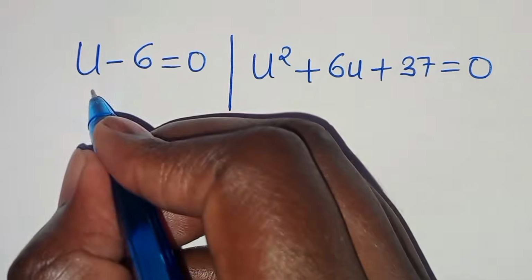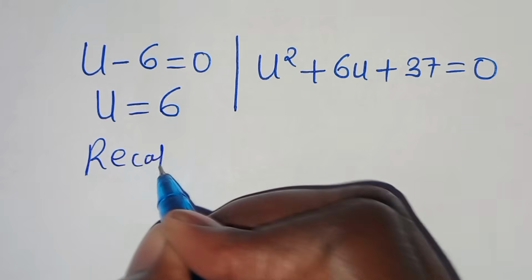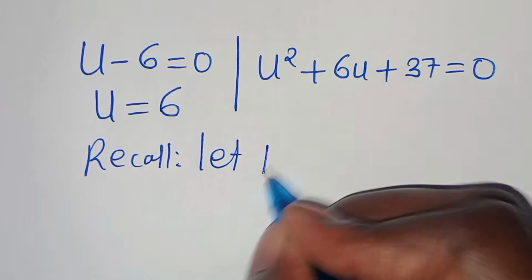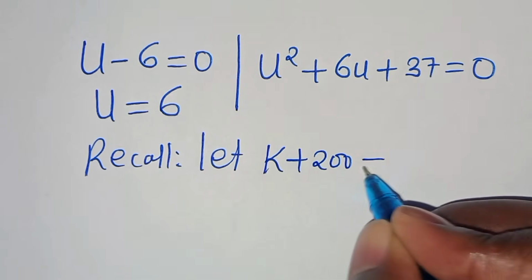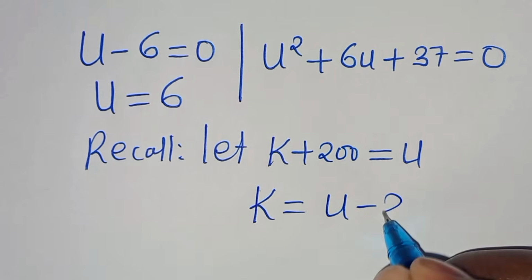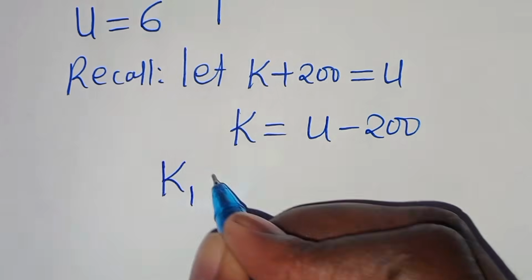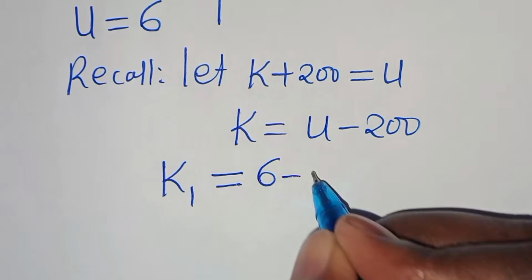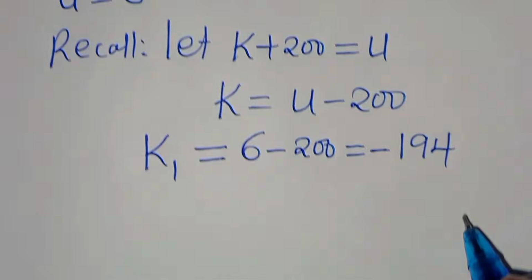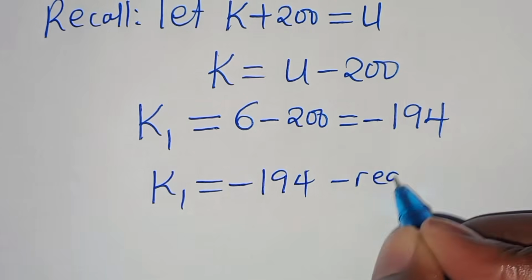So from the first part here, we have u = 6. And if you recall, we let k + 200 be equal to u. So this implies that k = u − 200. Since we have u = 6, this means that k1 = 6 − 200, which is equal to −194. So we have k1 = −194, and this is a real solution.